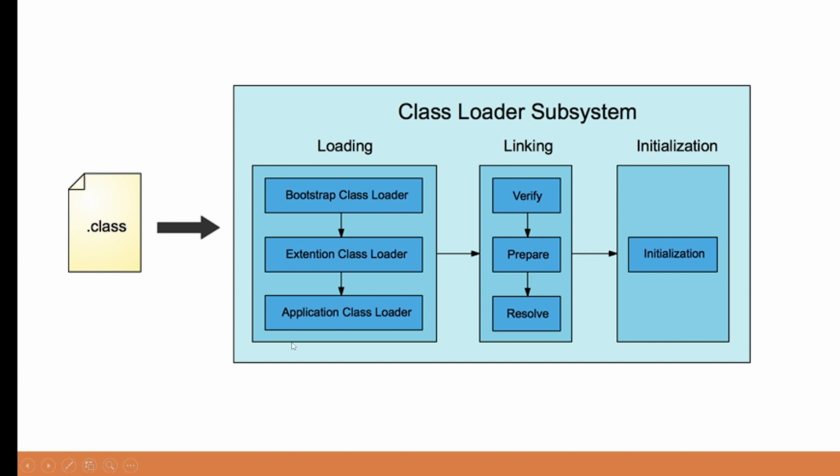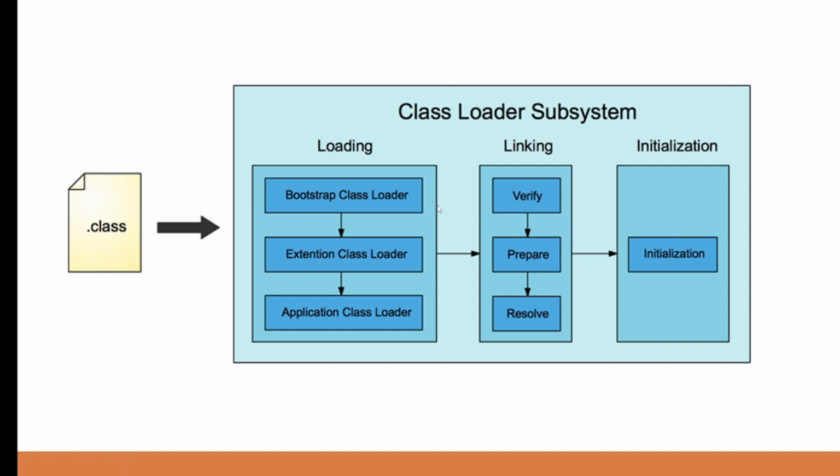The application class loader is the final class loader and it is the subclass of the extension class loader. The application class loader will be loading the files present in the class path. By default, the class path will be the current directory of the application, and we can also modify the class path using the -cp or -classpath command. This is about the three different types of class loaders, and the next is linking.